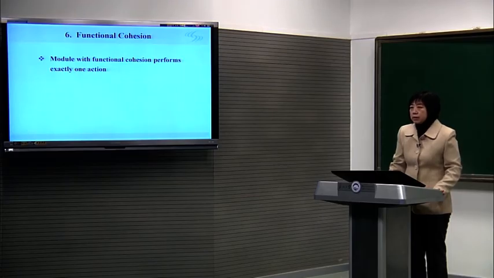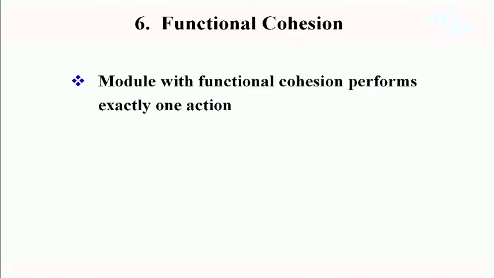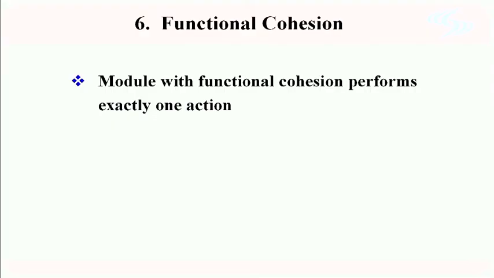So level 6, functional coherence. A module with functional coherence performs exactly one action. Just now in the previous 5 levels of coherence, we have seen that such modules perform more than one action, more than one task. And then it will get many problems. And the only solution is to try to get each module to execute only one action, right?